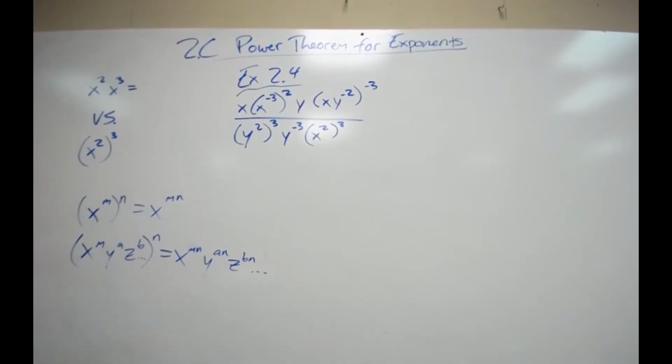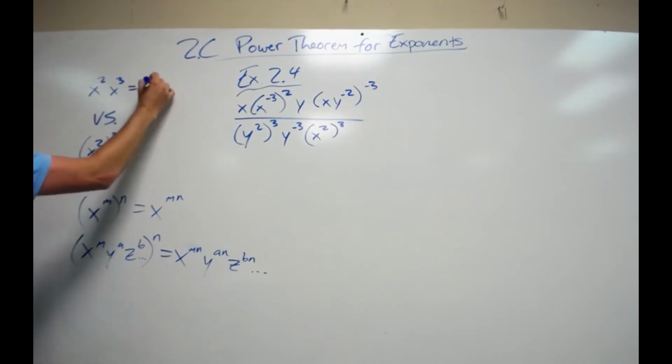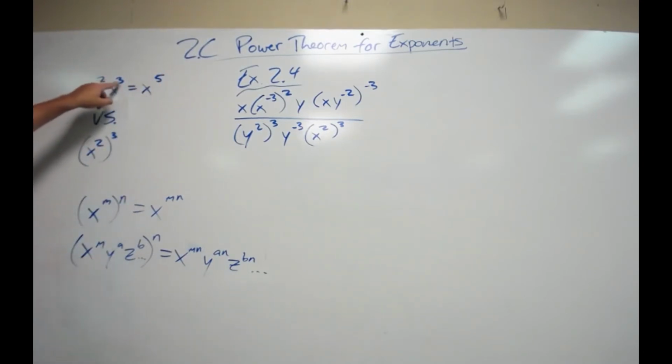Continuing in lesson 2, moving to concept 2c, the power theorem for exponents. What we just did was x squared times x cubed. So your variables are being multiplied. When your variables are multiplied, you add the exponents. So x squared times x cubed equals x to the 5th power. 2 plus 3, 5. Now, that was the product theorem for exponents.